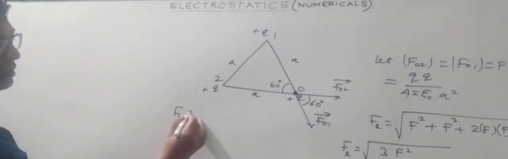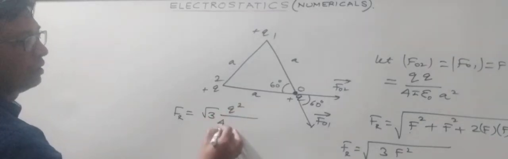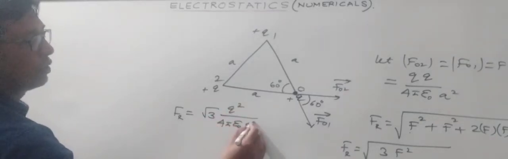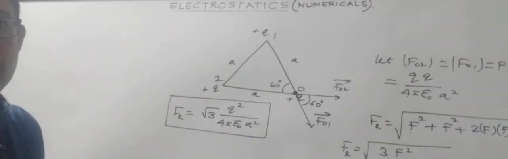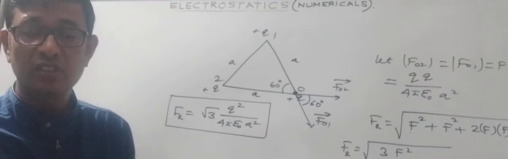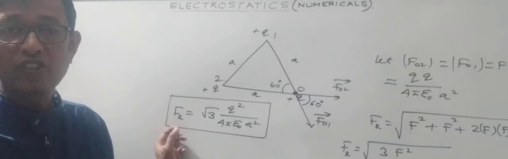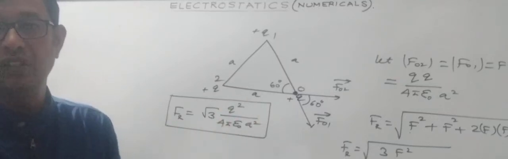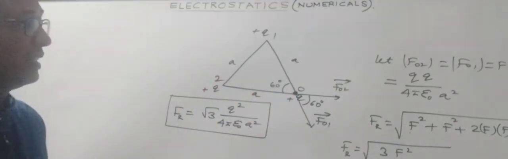So the magnitude of the resultant force is root 3 Q square over 4 pi epsilon A square. This is the resultant force. This is not the end of the solution, because we need to calculate the force, which is a vector quantity, and this represents only magnitude. You need to mention the direction of the resultant force as well. So this is the magnitude of the force experienced by charge placed at this particular point. Now what about its direction?